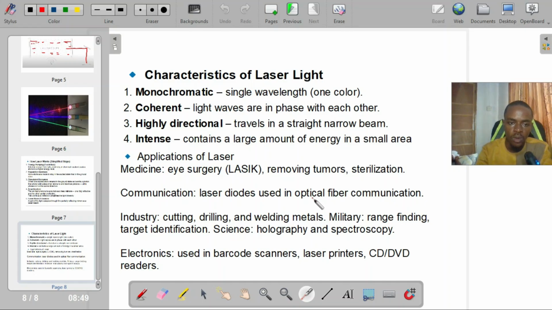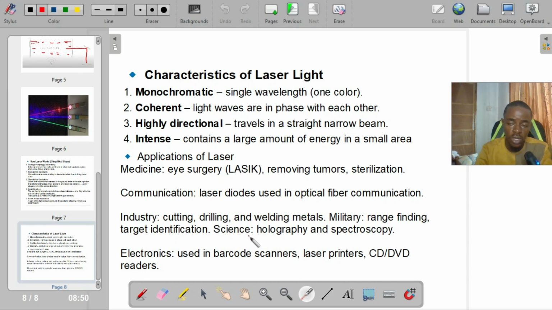Now in the industry, I want to talk about the industry in terms of cutting, which you will be seeing in that video as well. Metal plates and signboards are cut using lasers. In terms of welding metals, they use it a lot. They also use it in the military for target identification. It's also used in science for orthography.